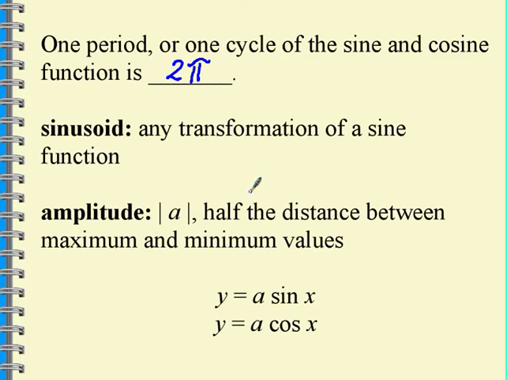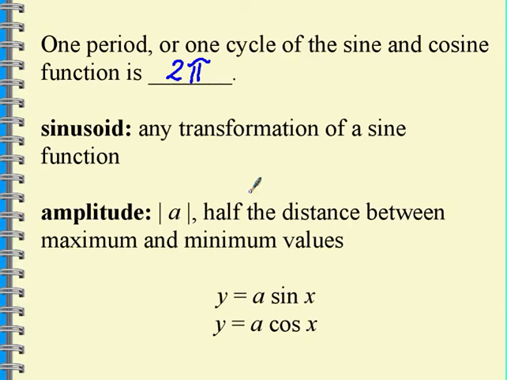And so then we have the amplitude. Notice there the amplitude. It's always the absolute value of A, which means the amplitude can never be negative. It's always got to be positive since it's absolute value. Half the distance between the maximum and the minimum values.